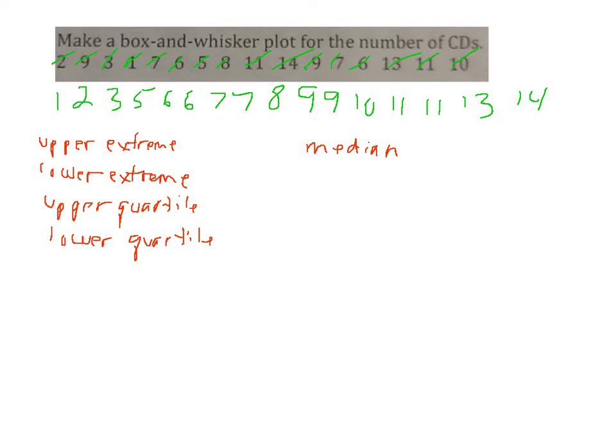The upper extreme is just the highest number. So if we look at that, our highest number is 14. So that's our upper extreme. The lower extreme is the lowest number. That's a 1.